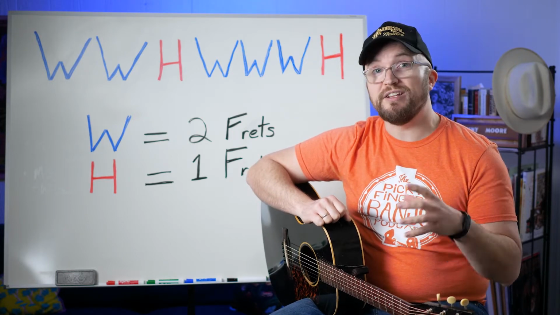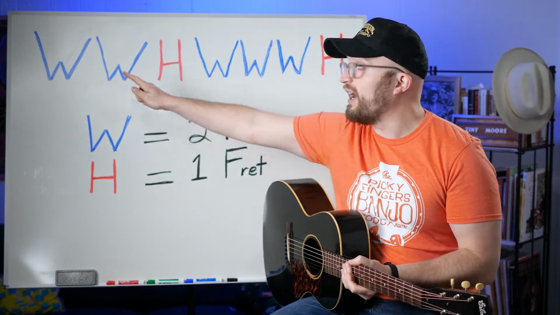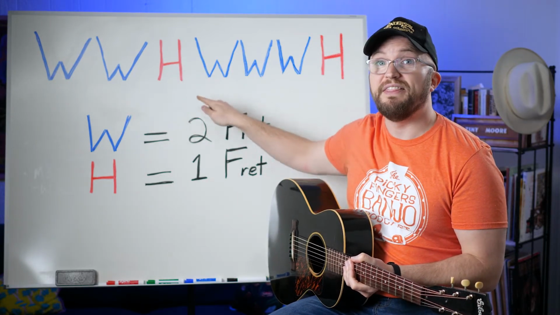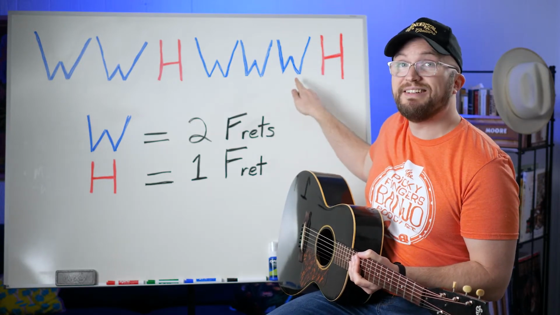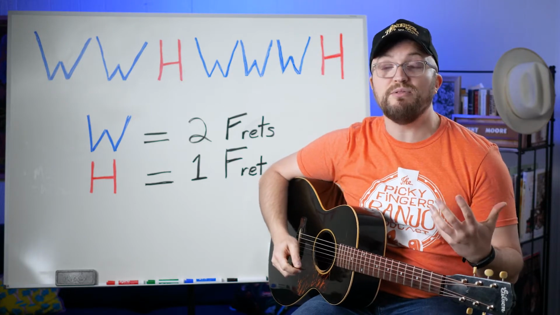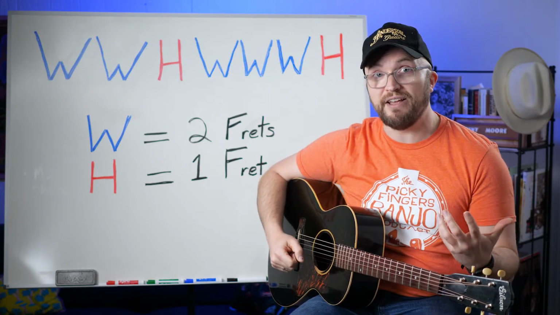So what we're going to do is start with a pitch and then go up a whole step, another whole step, then a half, then 3 whole steps, and then another half step. And that's how we get all 7 unique pitches in a major scale.